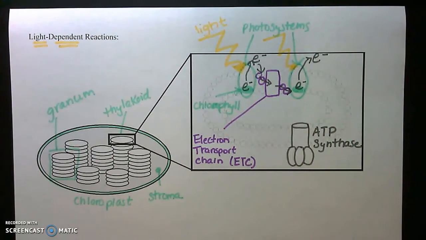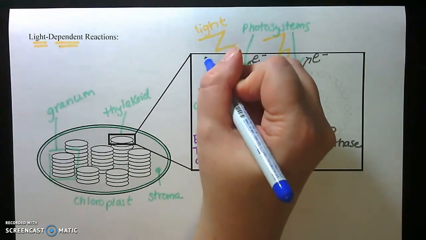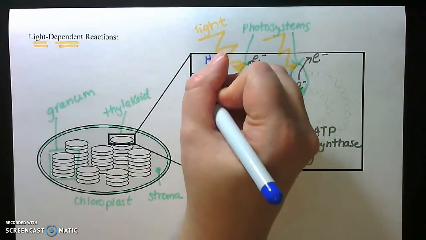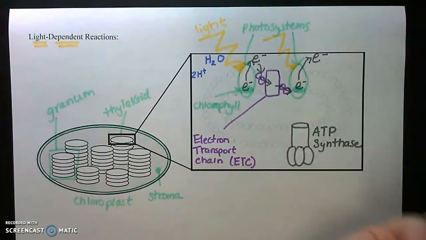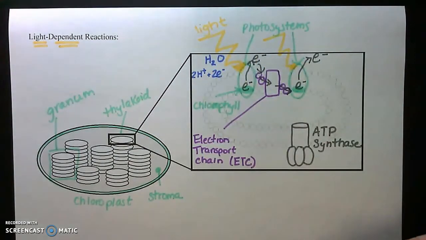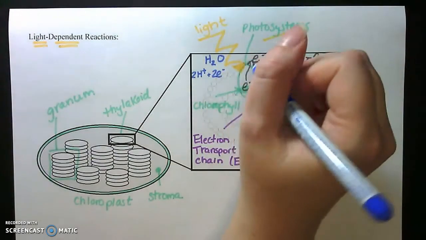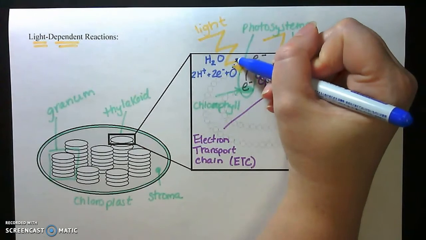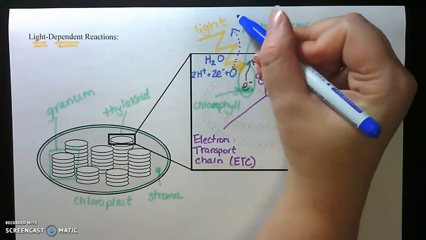But remember, we said light does two things. It's not only exciting electrons, but light also is going to split water. So water, which is H2O, when it becomes split apart into its separate components, those components would be 2 hydrogen ions, 2 electrons, and an oxygen. Now this oxygen is going to leave as a waste product.